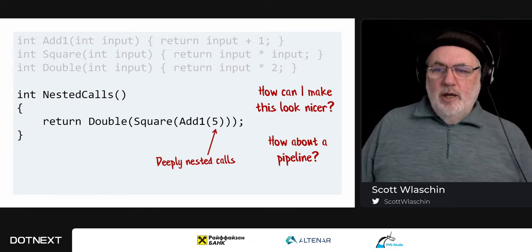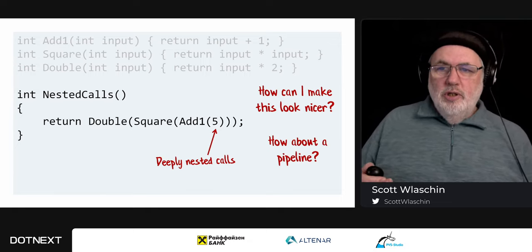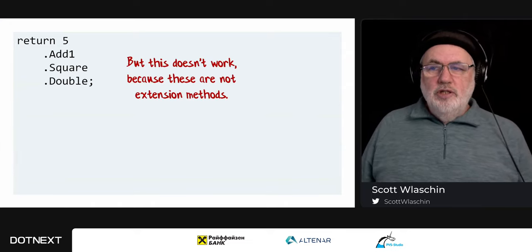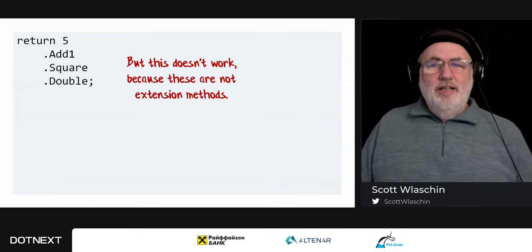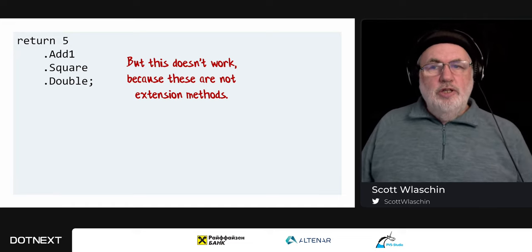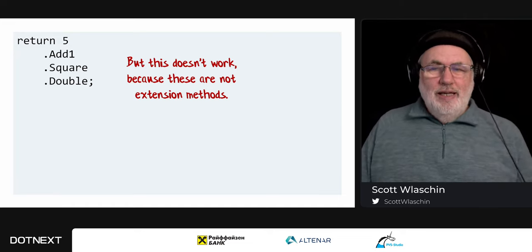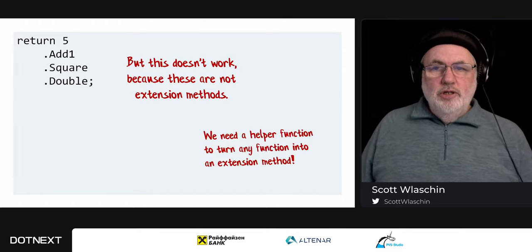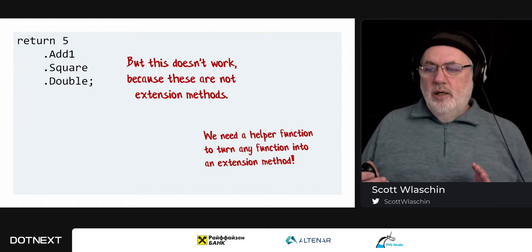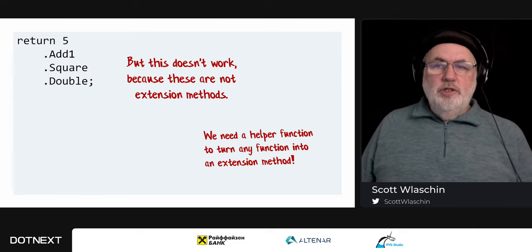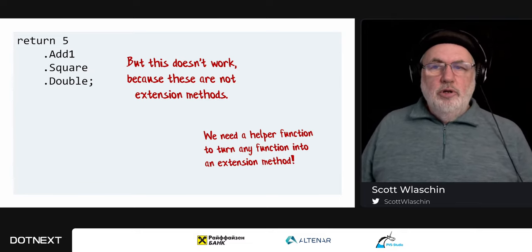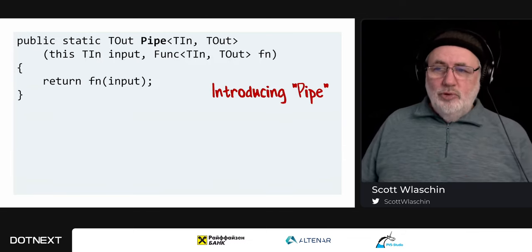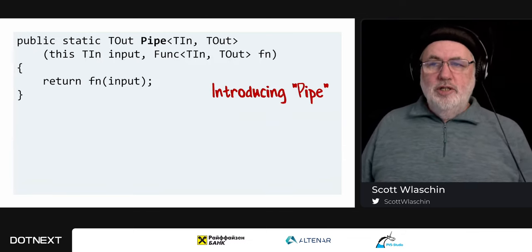Let me use a pipeline. So I rewrite the code to look like this. But that doesn't work, right? Of course that doesn't work, because those things are not actually extension methods. So this is not going to work. But I want to have the same idea. So what I can do is create a helper function that will turn any normal function into an extension method. And I'm going to write that right now for you. It's called pipe. That's what the pipe function does, it turns things into extension methods.